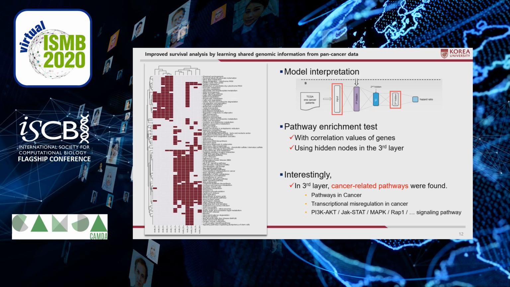Based on the correlation table results, you can rank the genes for each node using correlation values. Using the ranked gene list for each hidden node, I did pathway enrichment analysis based on the KEGG pathway database. The colored box means the pathway has statistical significance, with a p-value lower than 0.05. Then I found the cancer-related genes and cancer-related pathways for the hidden nodes of the last layer.